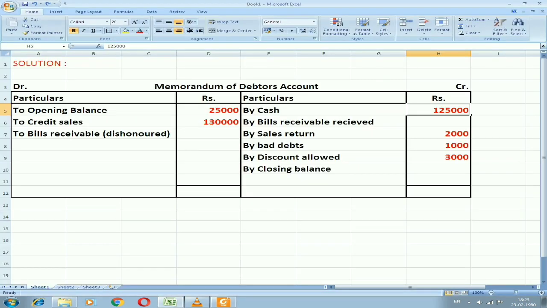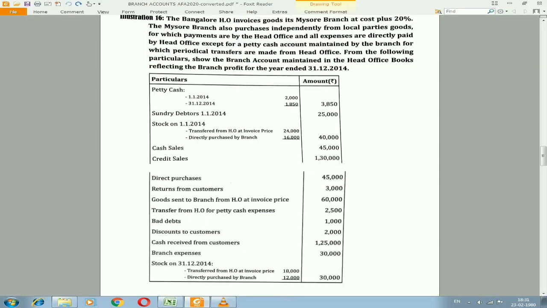In the memorandum of debtors account, we are left with the two bills receivable. We don't have any information for both, that will be nil. As you know, the balancing figure should be closing debtors. The total is more on the debit side, and the same total on the credit side. I'll get a closing balance of 24,000. Next we are supposed to prepare the branch account, which is in the name of Bangalore head office.